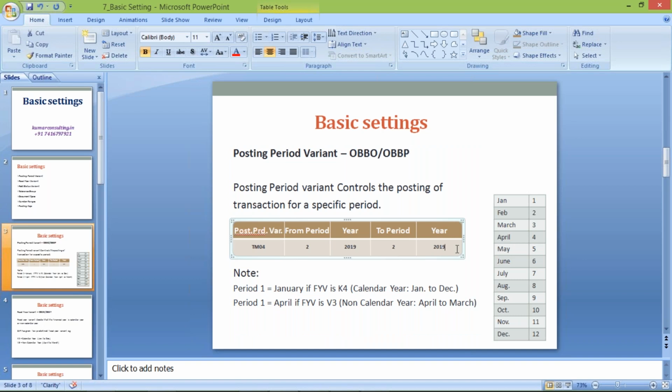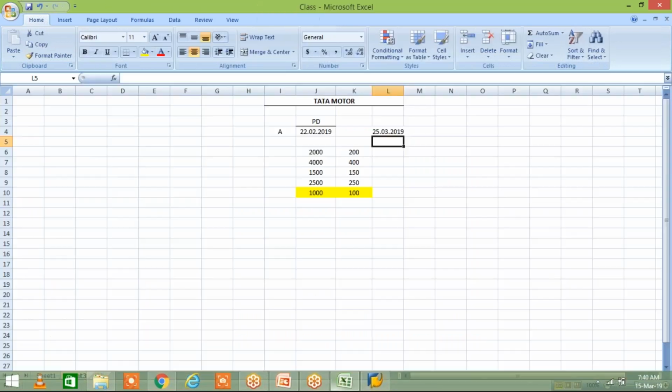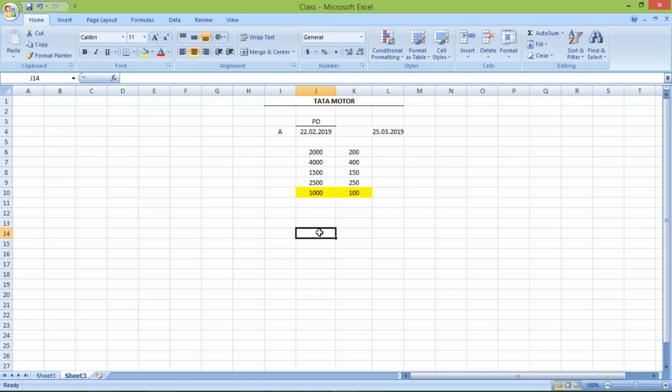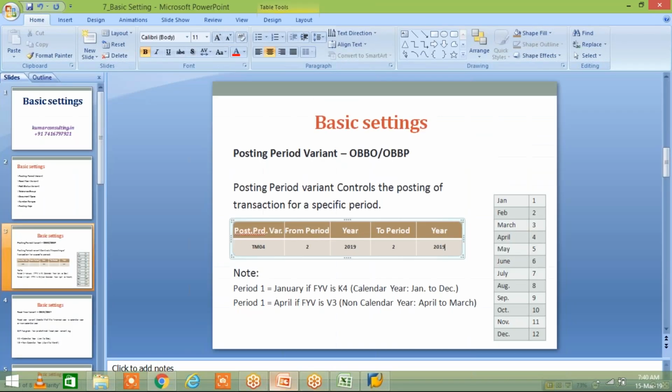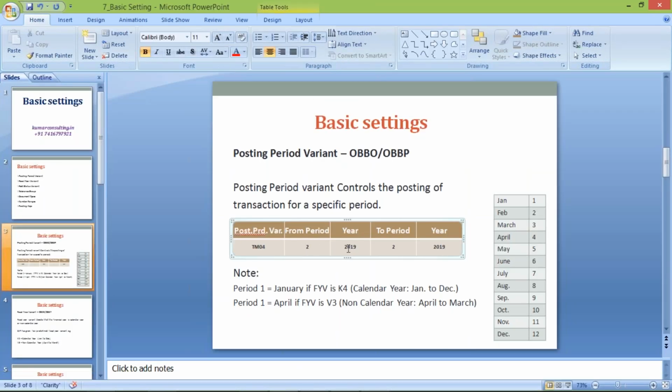Here, from period 2 and to period 2, and this is the year. It means whenever you are going to post any transaction in February month, let's suppose 01/02/2019, your system will check that your month is the 2nd, right? It means February 2019. So whenever you post a transaction in February 2019, the system will check which period is open. Here the system finds that period number 2 of 2019 is open, from period 2 and to period 2. It means only February is open.